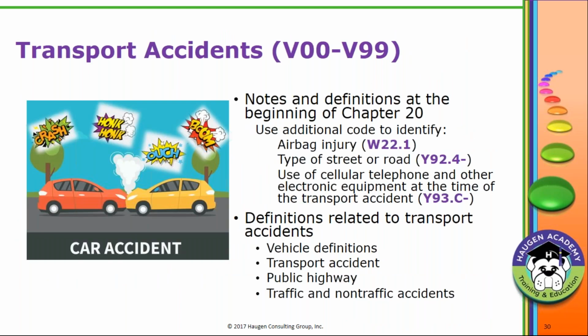So hopefully you won't see a ton of child abuse and terrorism charts, but I have a feeling you'll see a ton of car accidents. Car accidents are so prevalent, and trying to get this data is so prevalent, that the entire letter V is dedicated to transport accidents. So codes V00 to V99 are your transport or vehicle accidents.